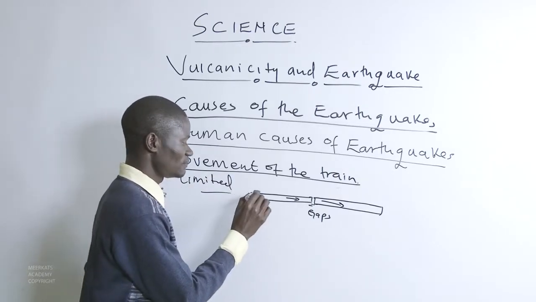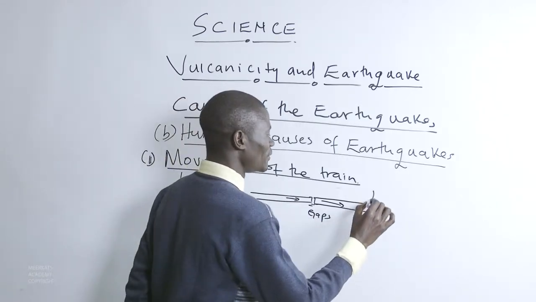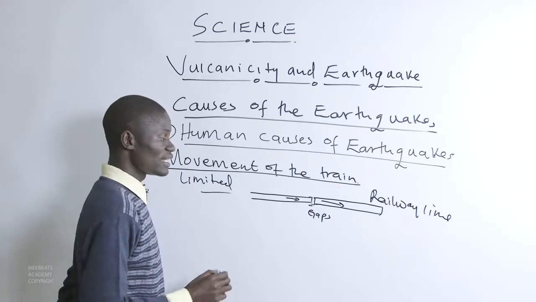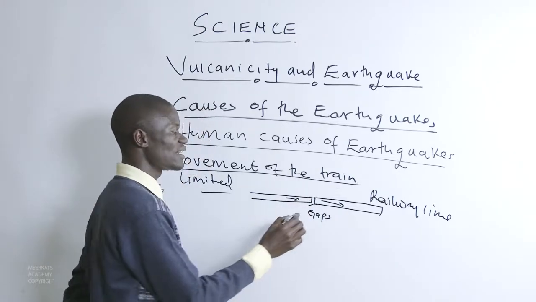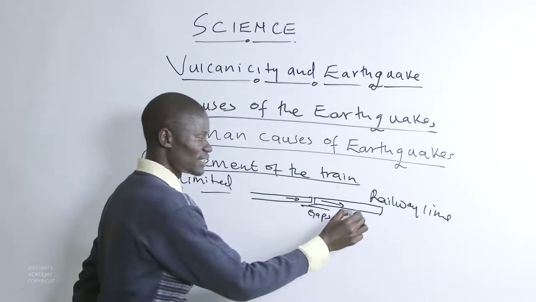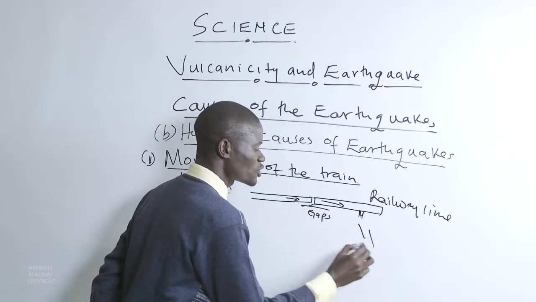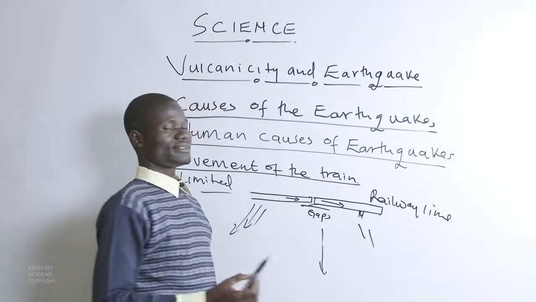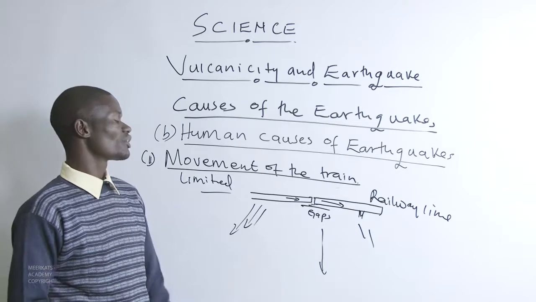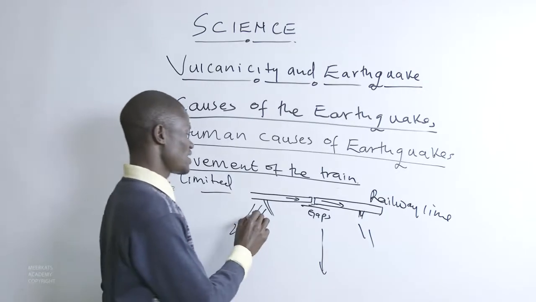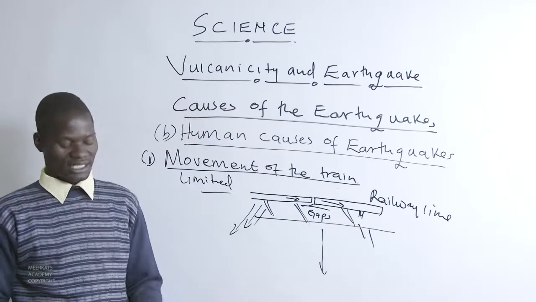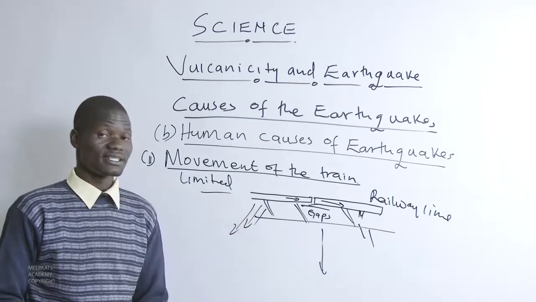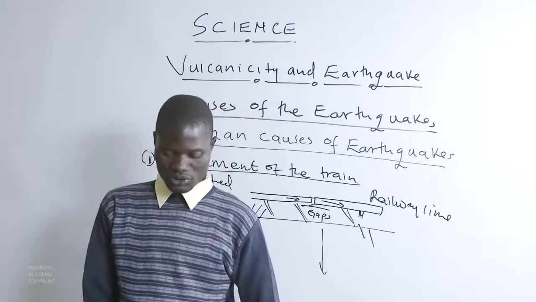When the train passes through this railway line, you will find that whenever the bearing finds these gaps, it generates vibrations. Since this is metal, by conduction those vibrations are sent in different directions and felt as the movement or vibrations of the earth, because the railway is attached to the earth crust. As a result, shockwaves are generated by the movement of the train. Indeed, when the train moves, it generates what we call an earthquake.